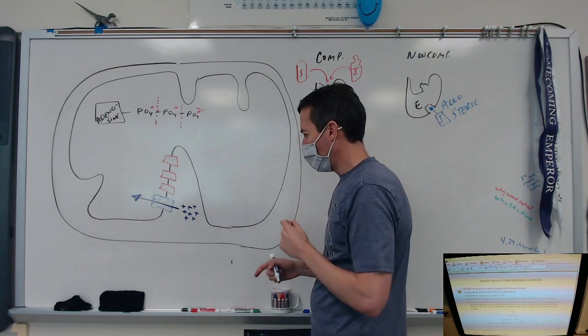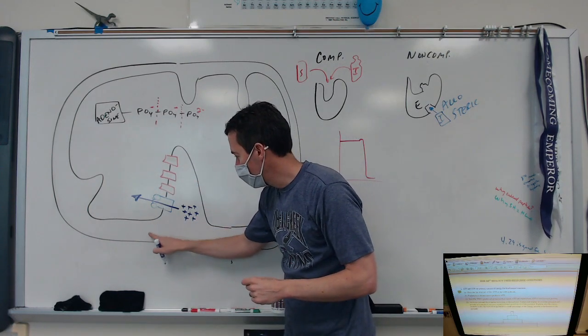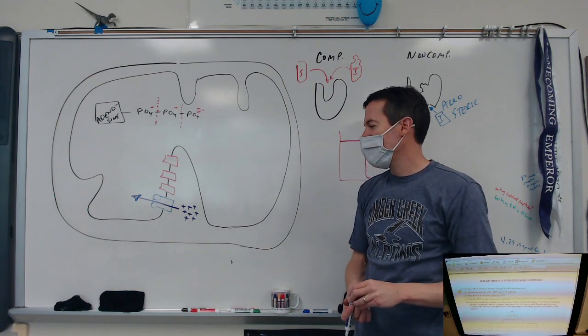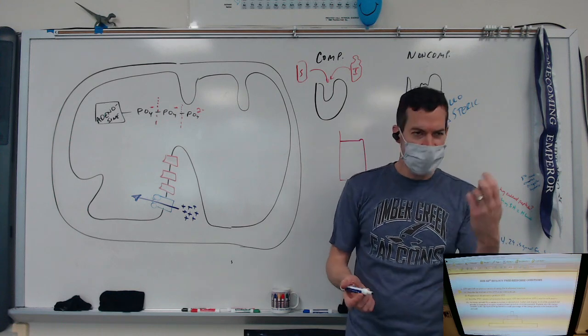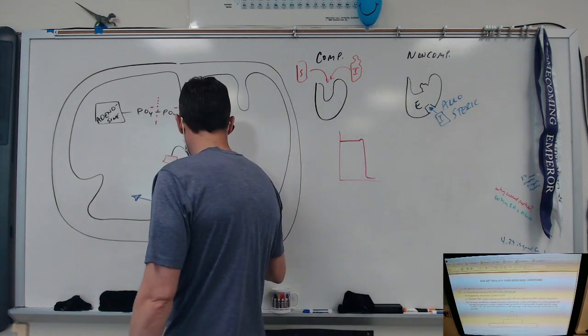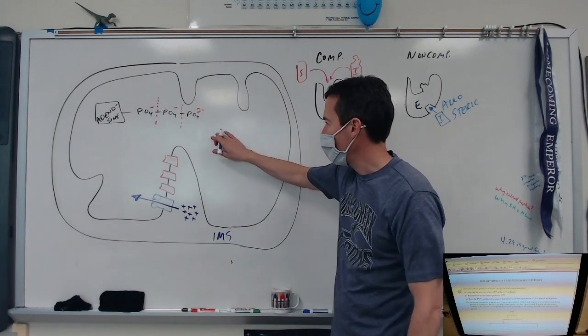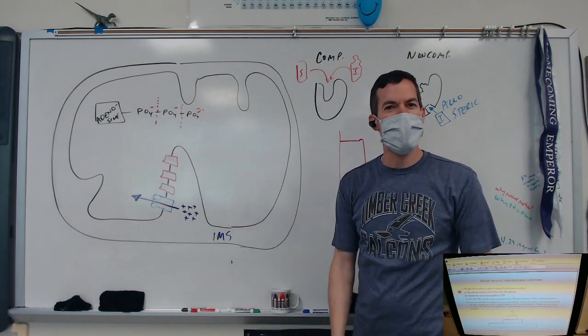By the way, what is this area in here called? It's a space between two membranes. Intermembrane space. And then what was this area out here called? Where like the Krebs cycle happens and stuff like that.